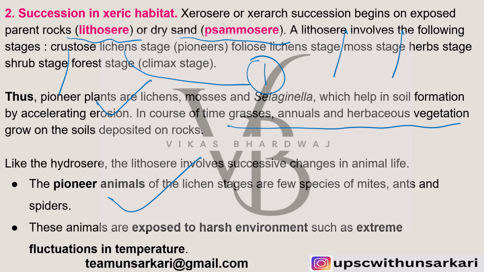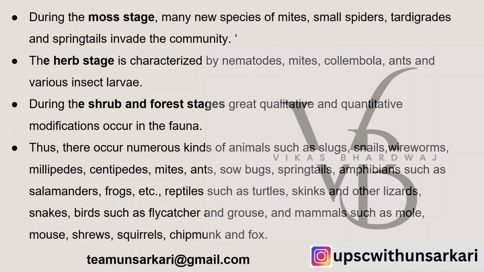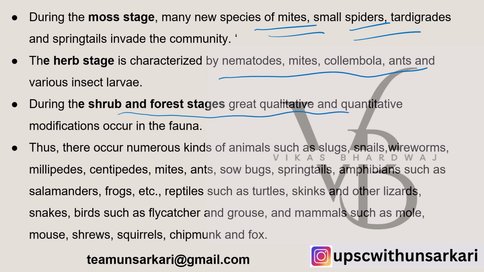Pioneer animals will be there in the lichen stages. Few species of mites, ants, and spiders will be there. They are exposed to a harsh environment like extreme fluctuation in temperature. During the moss stage, many new species like mites, small spiders, and springtails will invade the community. Then the herb stage will come, with nematodes, mites, collembola, and ants. Then after this, the shrub and forest stages will be coming.